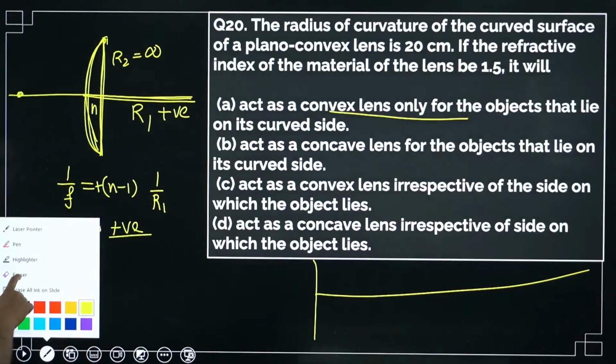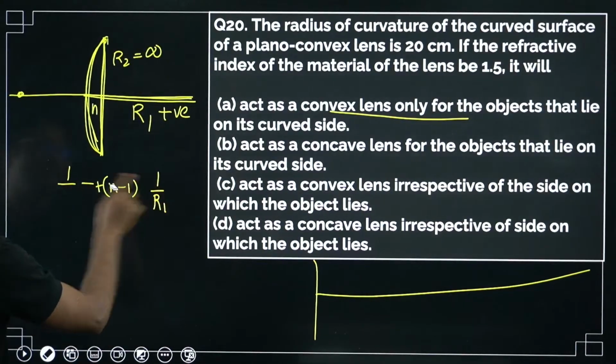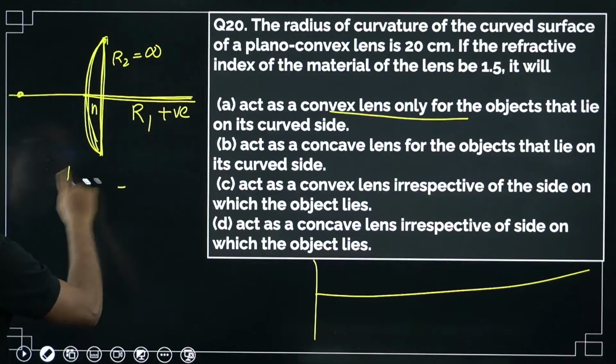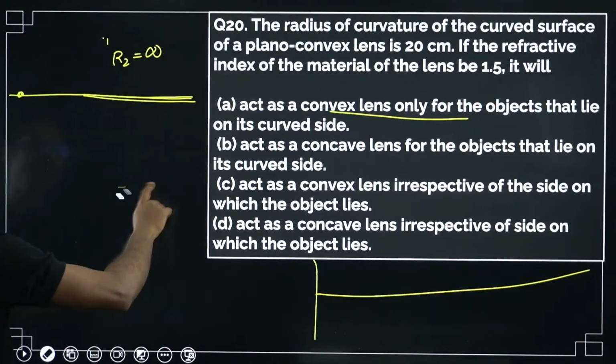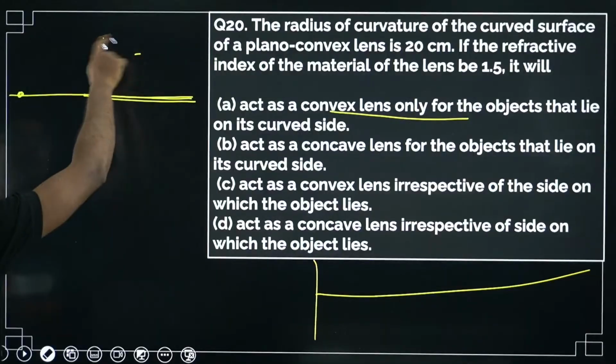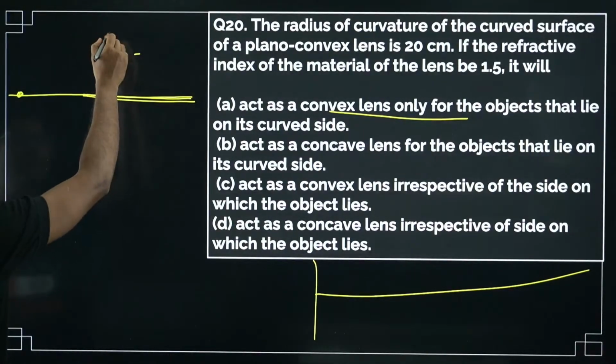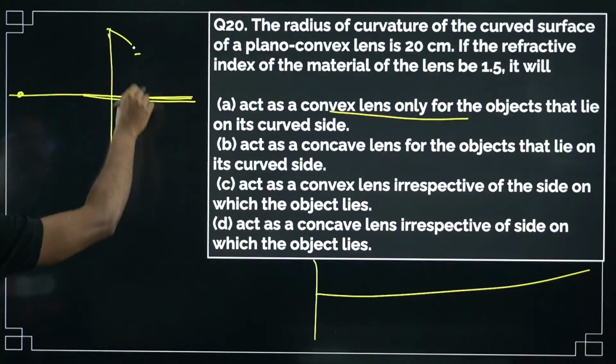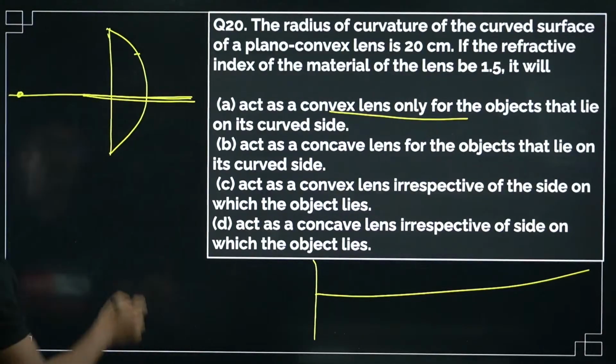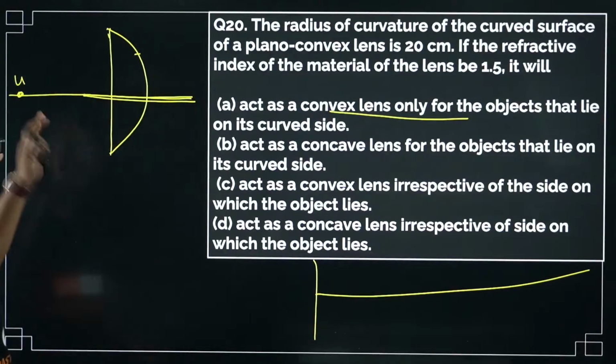Now the next step is to check whether it is behaving as a concave lens or a convex lens if we flip the lens. If we flip the lens, how will it behave? So if we flip the lens, now it is like this. The object is on this side, the object is always on this side, right?